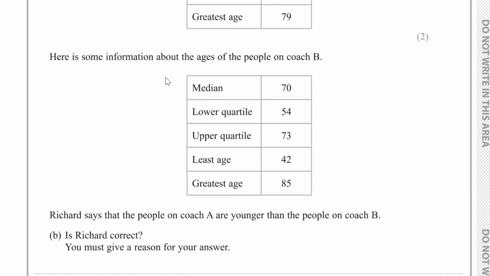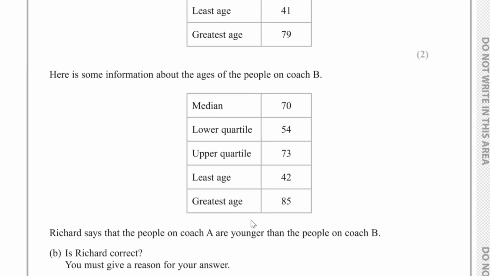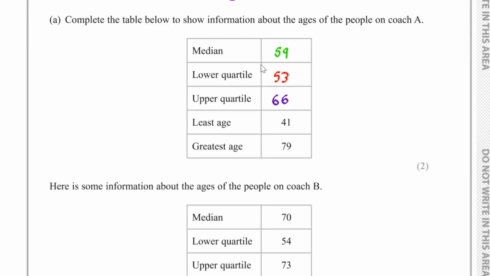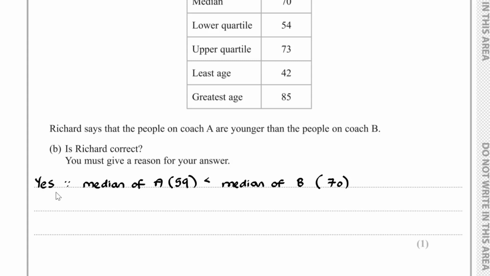And over here we've got some information about the ages of the people on coach B, and Richard says that the people on coach A are younger than the people on coach B. Is Richard correct? You must give a reason for your answer. So for this question, we can compare the averages. So we can compare the median from A with the median on B. And if we do that, we can see that he is correct because the median of A, which is 59, is less than the median of B, which is 70.